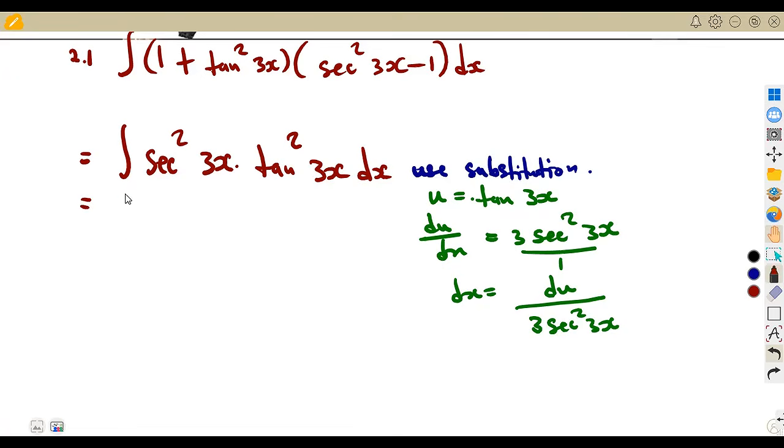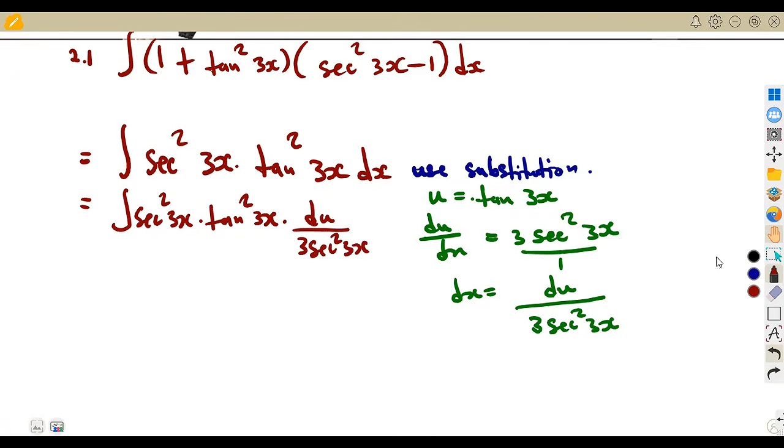You're going to have the integral of sec squared cancel with this sec squared 3x. Let me just rewrite what we are supposed to do, because I think when I'm doing this, I'm always confusing you guys. Let me just do it stage by stage. You're supposed to have sec squared 3x times tan squared 3x times dx. Your dx is this part of du, so it is du over 3 sec squared 3x.